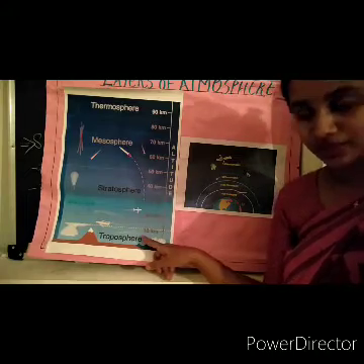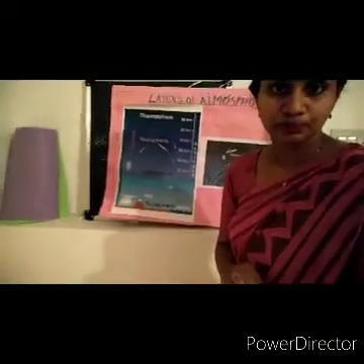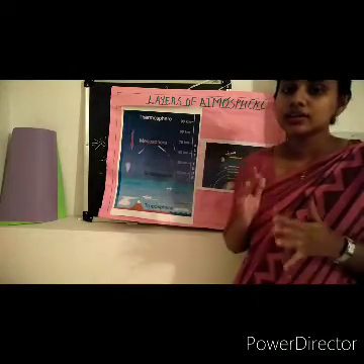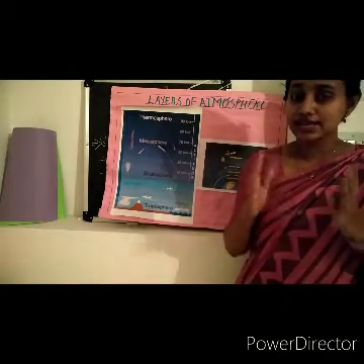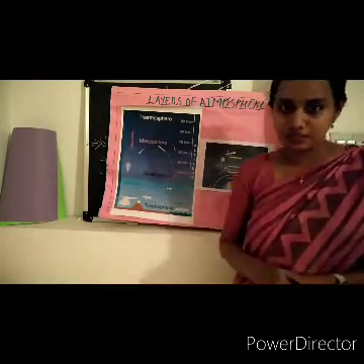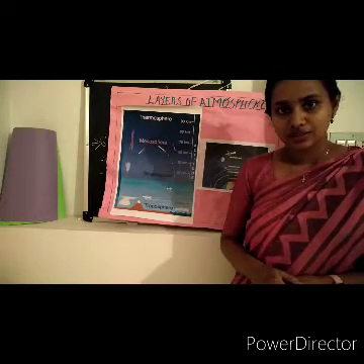Then let us discuss in detail the lowest layer of atmosphere, that is troposphere. Troposphere is the lowest layer of atmosphere, and it just lies above the earth, and it extends up to 10 kilometers above the earth's surface level. And I will be showing you some flashcards about troposphere.